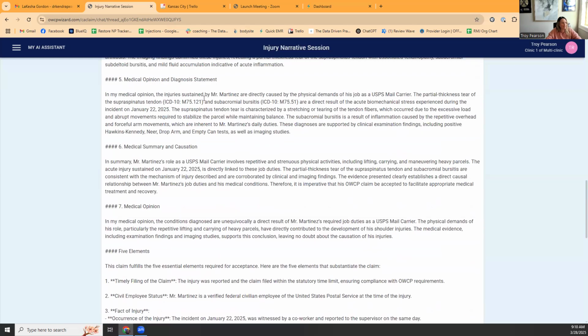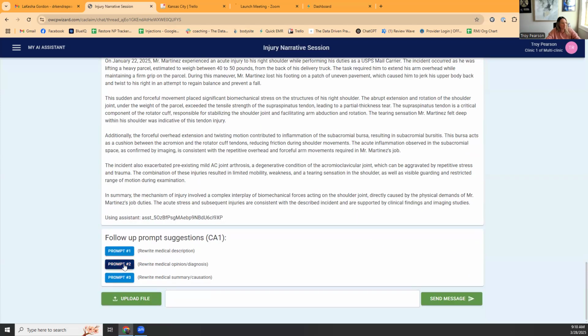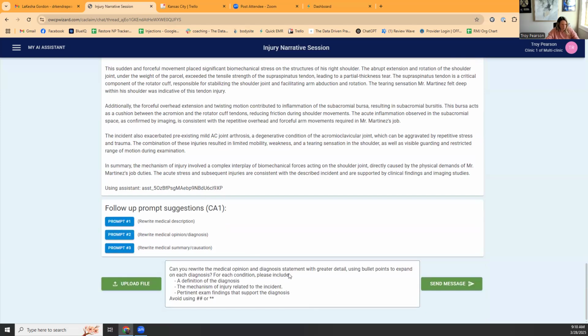Next thing is we want to expand on the medical opinion and diagnosis statement. So that's prompt number 2. Rewrite the medical opinion and diagnosis statement. So our response is designed to get what we want from AI. So, can you rewrite the medical opinion and diagnosis statement with greater detail, using bullet points to expand on each diagnosis? So for each condition, please include a definition of the diagnosis, the mechanism of injury related to the incident, any exam findings that support the diagnosis.